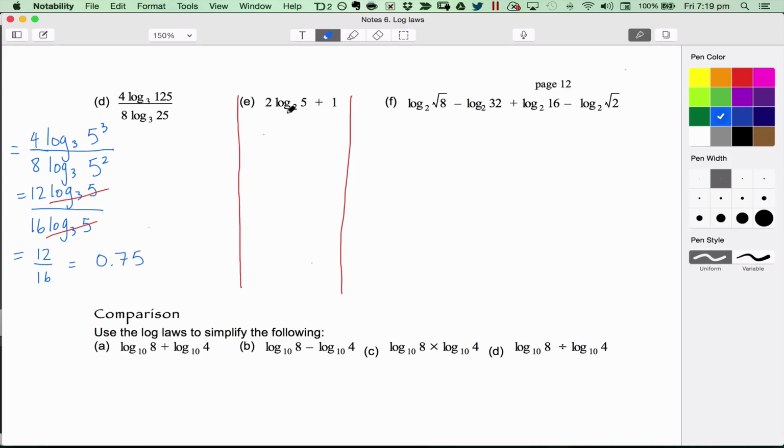For our second example on this page, I'm going to rewrite this as log 2 5 squared. And instead of 1, I'm going to write log 2 2. Because we know this equals 1.